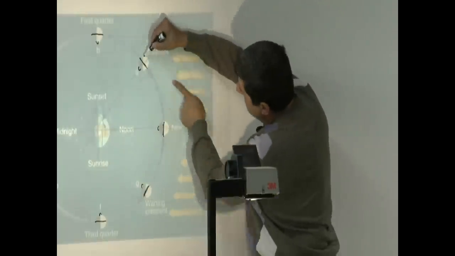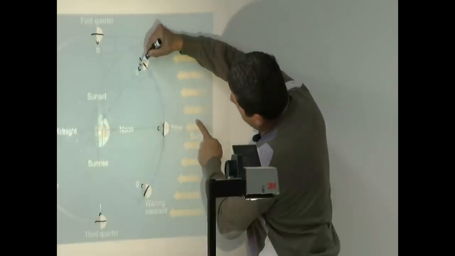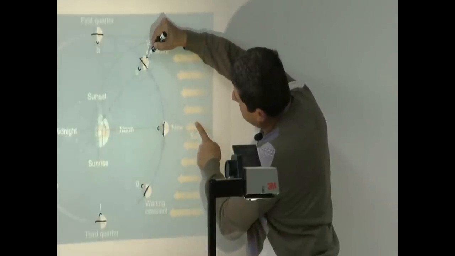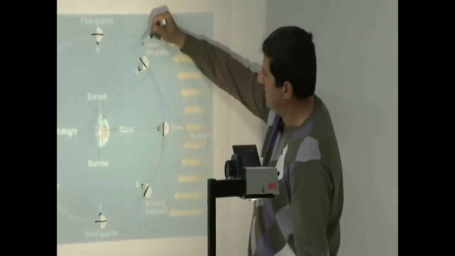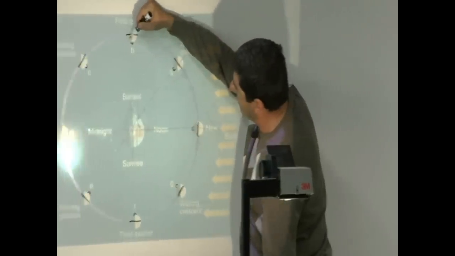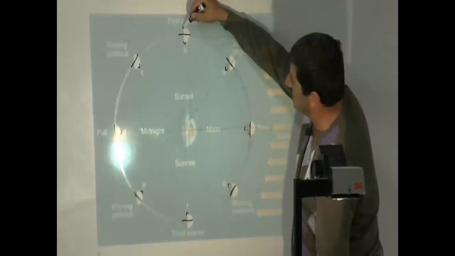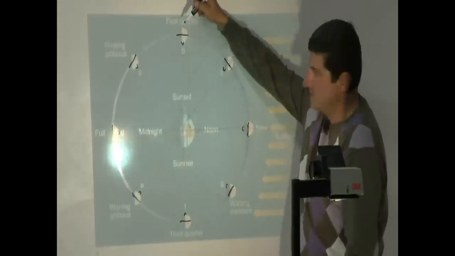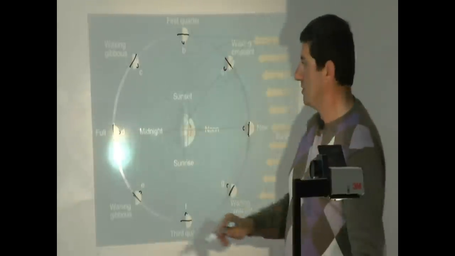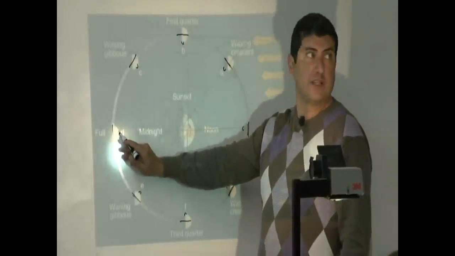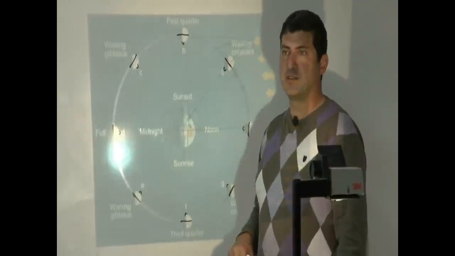Now how about here? The side we see is mostly dark, a little bit lit. The side we don't see, mostly lit, and a little bit dark. Now how about this one? The side we see is half dark, half lit. The opposite side, half dark, half lit. And then this one, fully dark, half lit. How about full moon? The side we see, fully lit. The side we don't see, dark.